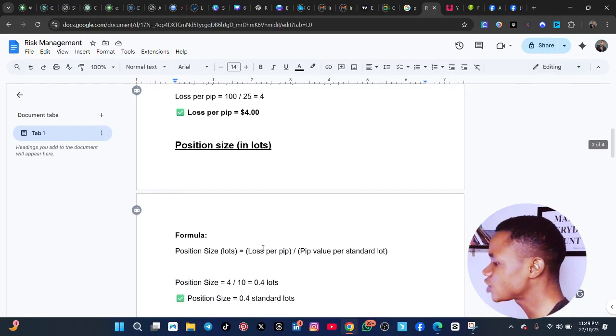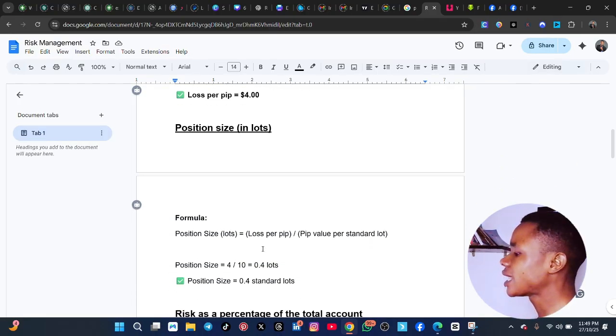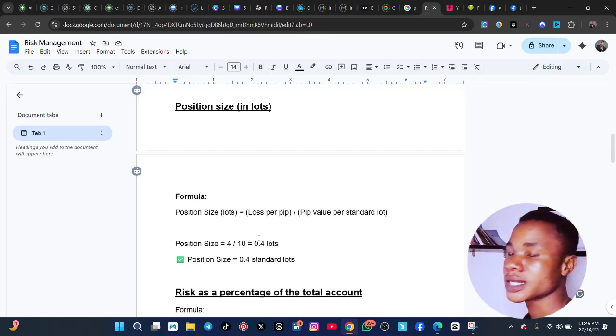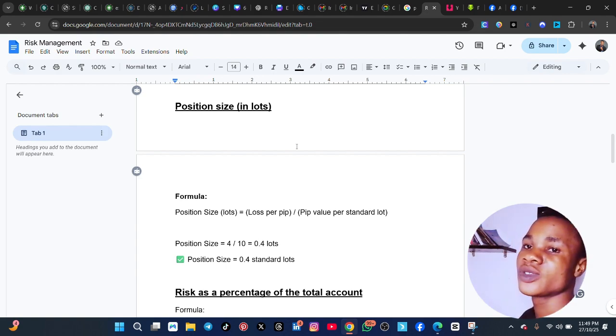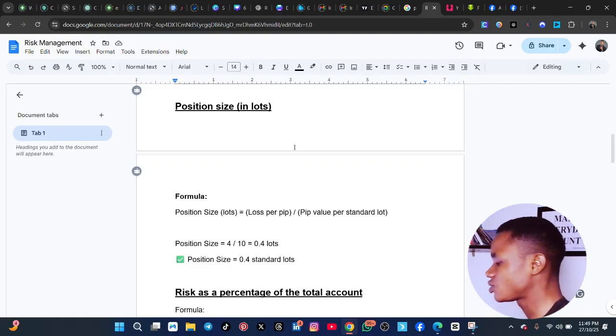Now the next one is position size. Position size is like lot size. If you have been in my class, I've been talking about using smaller lot sizes like 0.1, 0.2, 0.3, and 1 if your account has a lot of money. So how do you determine the lot size, 0.1, 0.2, 0.3, 1 lot? This is how to determine it.